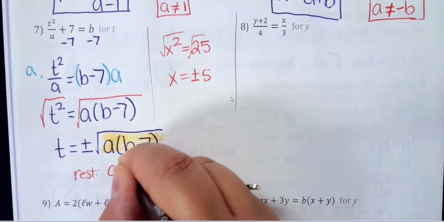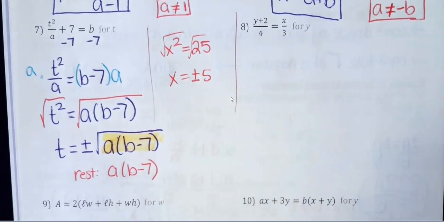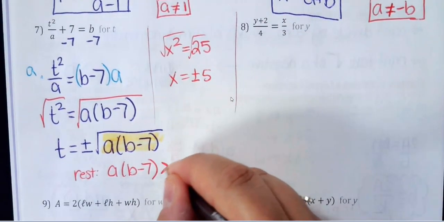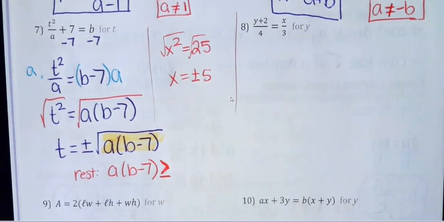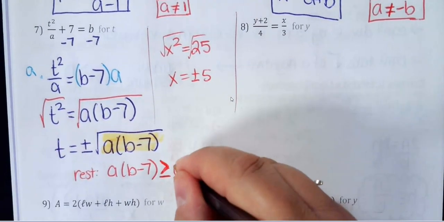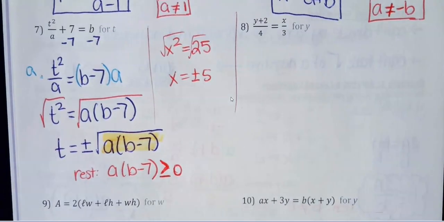So this a times b minus 7. And I'm just going to say that has to be positive. So to write that algebraically, I'm going to say that expression has to be greater than or equal to 0. It is okay to take the square root of 0. That's defined. It's not okay to square root a negative number.